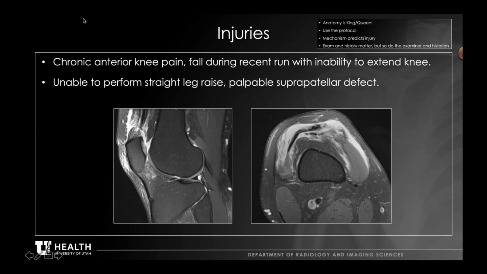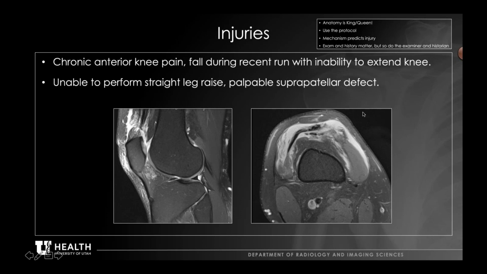All right, so in this patient, I had chronic anterior knee pain, and they actually had a fall during a recent run, and now they're not able to extend the knee. So some of the specific tests in this case are something called a straight leg raise. They also had a palpable defect just above their patella. So sagittal sequence, axial sequence, looking for areas of increased signal, and I think that we can all agree there's quite a bit centered out here.